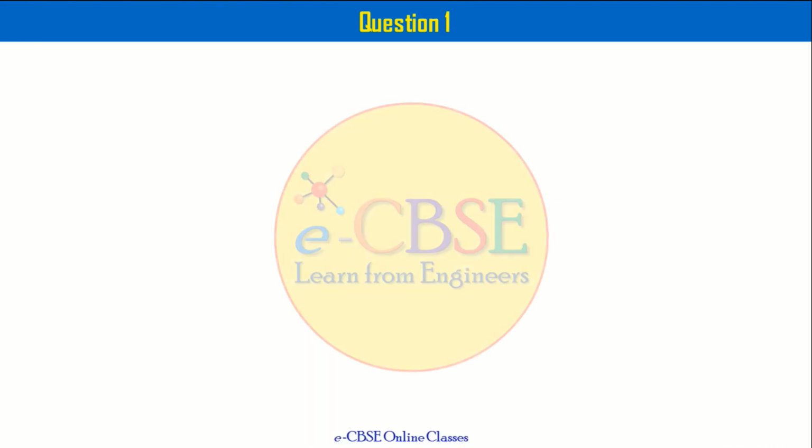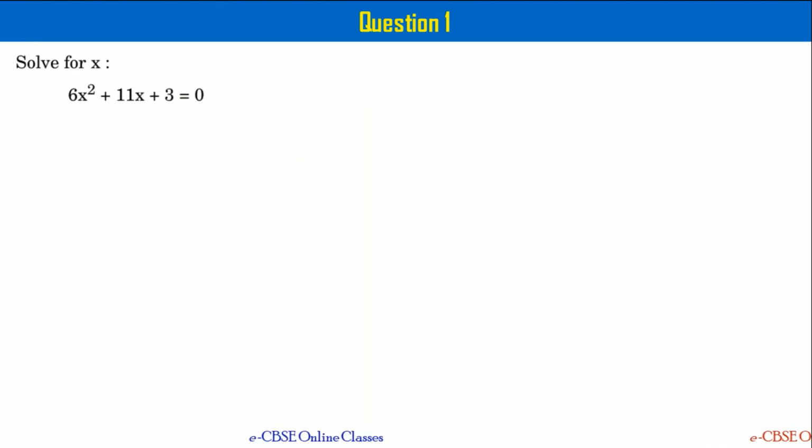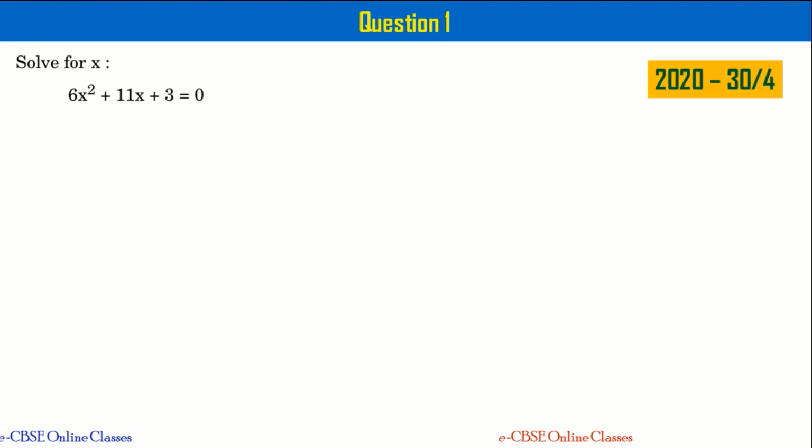Let's take a look at questions. Question number 1, solve for x. The equation given is 6x squared plus 11x plus 3 equal to 0. This question appeared in year 2020, set number 4.